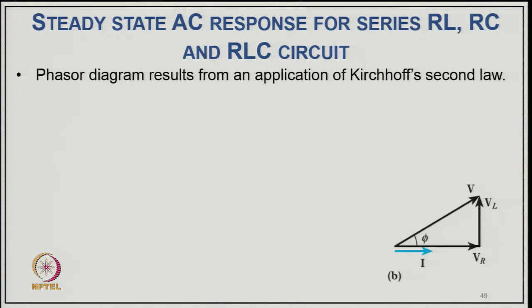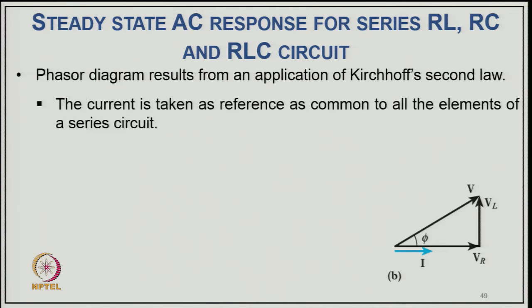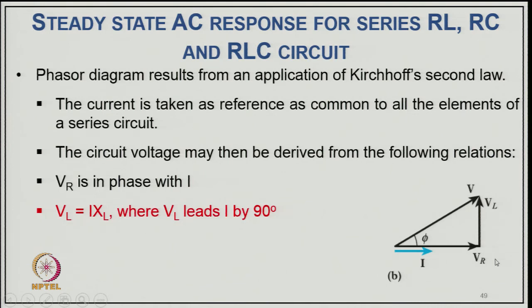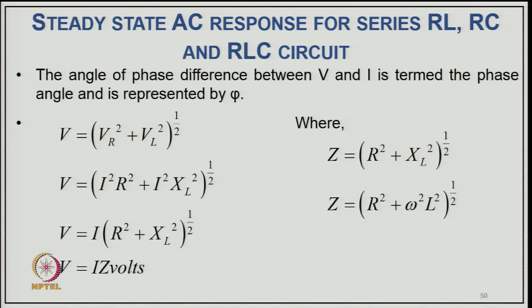This phasor diagram results from an application of Kirchhoff's second law. The current is taken as the reference and is common to all elements of the series circuit, and the circuit voltage may be derived from the following relation. Vr is in phase with I, and VL = I XL, where VL leads the current by 90 degrees. So Vr is in phase with the current, VL is in quadrature with it, and the total V is the phasor sum of Vr and VL. The angle of the phase difference between V and I is the phase angle, represented by phi, and the two voltage components are at 90 degrees.